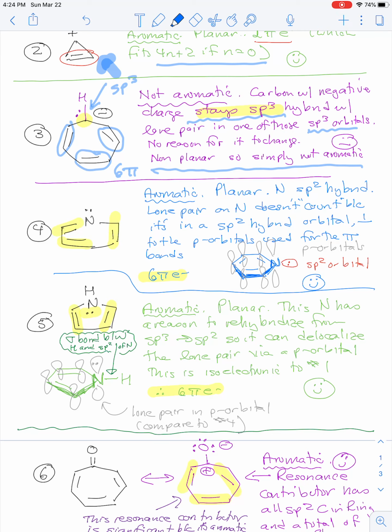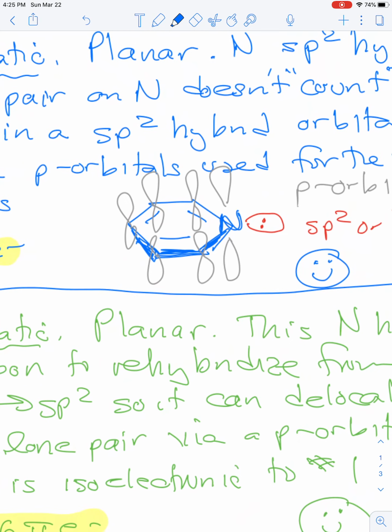This compound, number 4, is pyridine. Pyridine, besides smelling really bad, is aromatic in the electronic bonding sense. The molecule is planar, like benzene, and this nitrogen, even following the simple rules from the beginning of Chem 21, is sp2 hybrid, and the lone pair on the nitrogen doesn't count towards aromaticity.